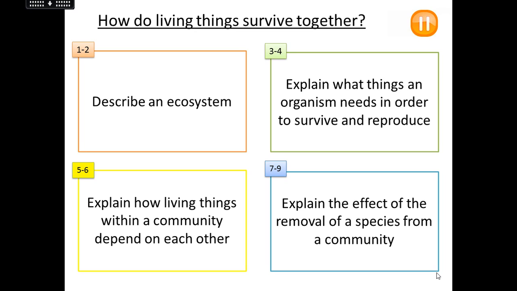And then grades 7 to 9, explain the effect of the removal of a species from a community. So think about that food web, think about what happens if something was to be removed, what would happen to all the other organisms within that community. So pause the video, give yourself a decent 15-20 minutes to write full sentences to answer each of those categories, to make sure we've answered our question of how do living things survive together.